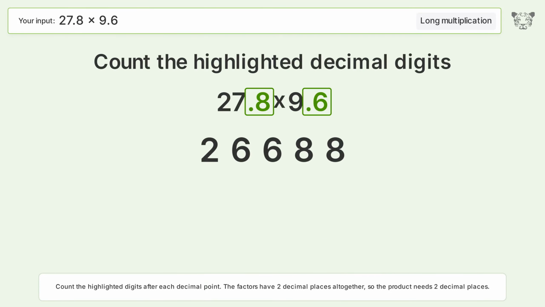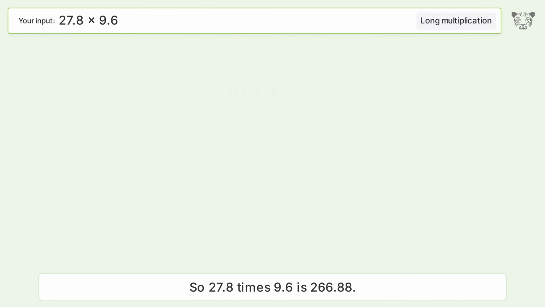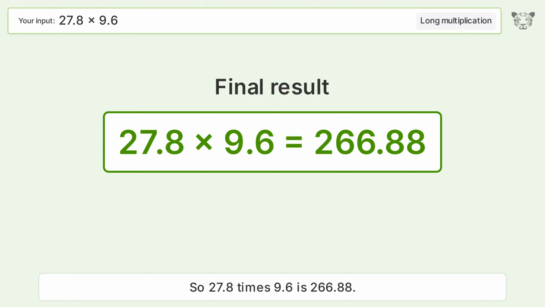Count the highlighted digits after each decimal point. The factors have 2 decimal places altogether, so the product needs 2 decimal places. Place the decimal point 2 places from the right. 26,688 becomes 266.88. So 27.8 times 9.6 is 266.88.